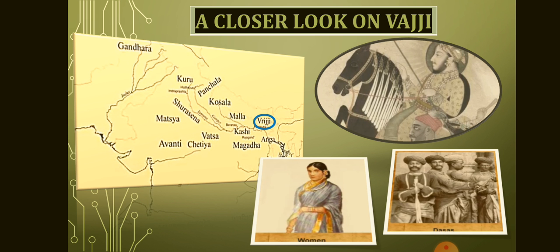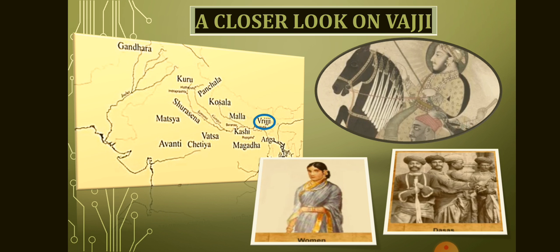A closer look at Vaji. While Magadha became a powerful kingdom, Vaji, with its capital at Vaishali, Bihar, was under a different form of government known as Gana or Sangha. In a Gana or a Sangha, there were not one but many rulers. Sometimes, even when thousands of men ruled together, each one was known as a Raja.